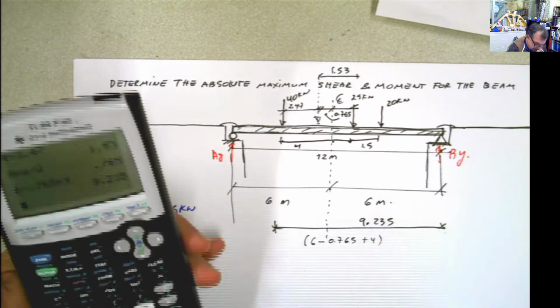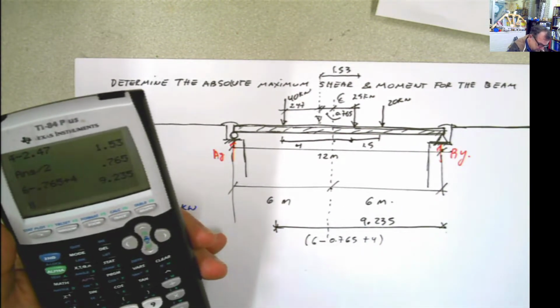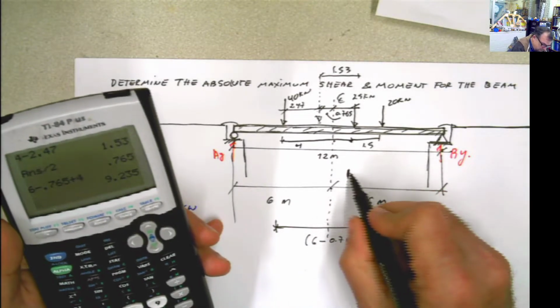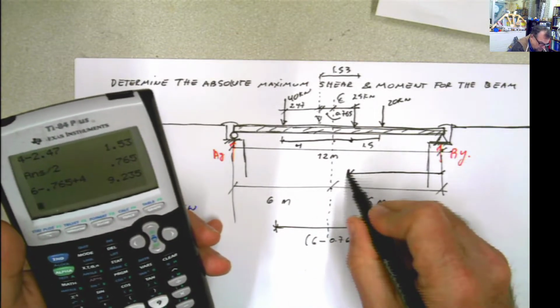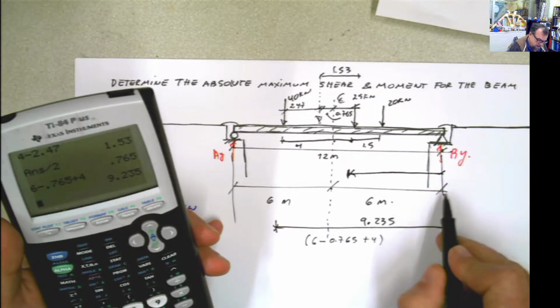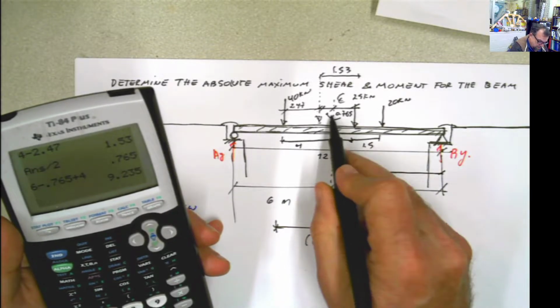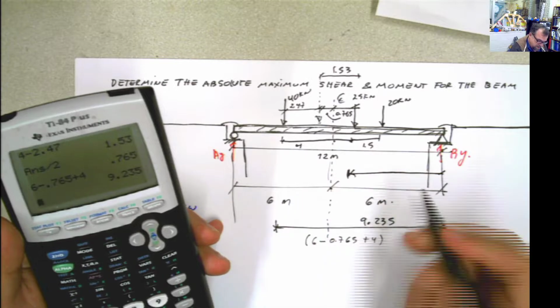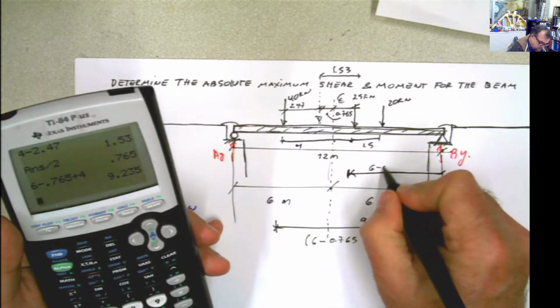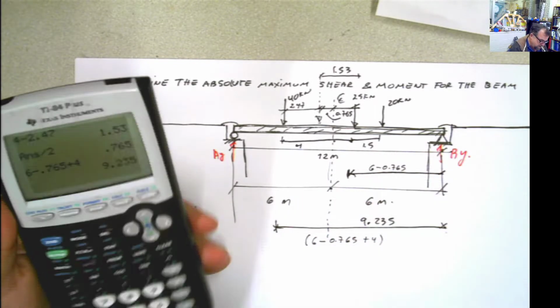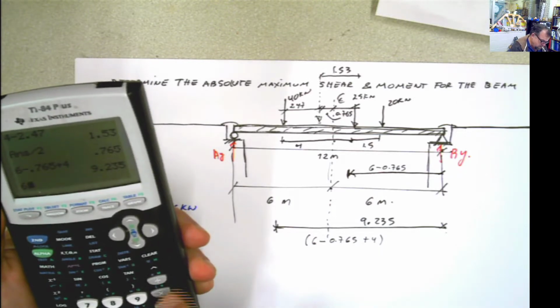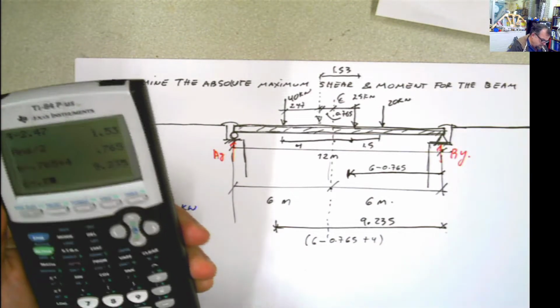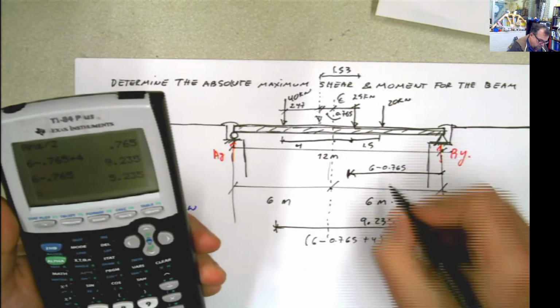Now the other distance that I need is the distance from here to here. How much is that distance? That distance is 6, on the center line, minus 0.765, and that is 5.235.